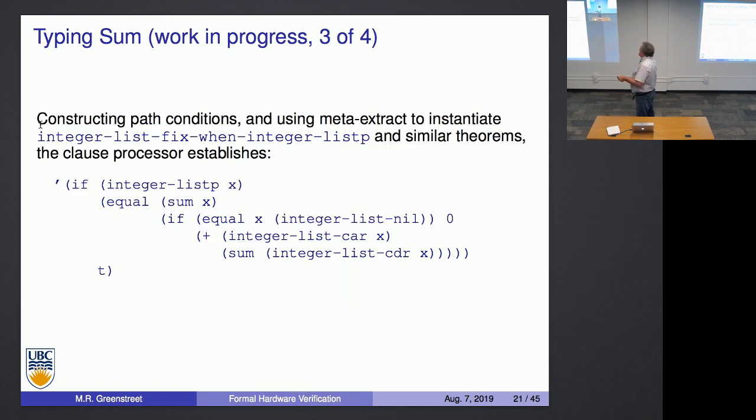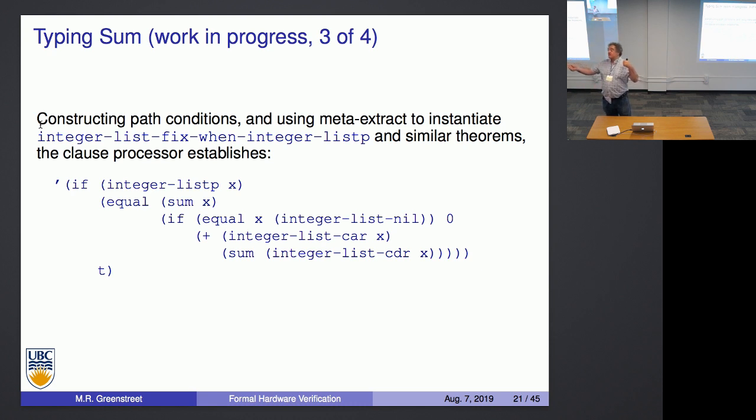And now, constructing path conditions and using meta-extract, we can work this down and figure out the types of all the terms that were underneath there. And then we can say, okay, I figured out that x must be an integer list, and so the nil that you were comparing with must have been integer list nil. I could figure out that x was an integer list, and so the car you meant is integer list car, and the cooter you meant is integer list cooter. So yeah, I can deduce all this type information.